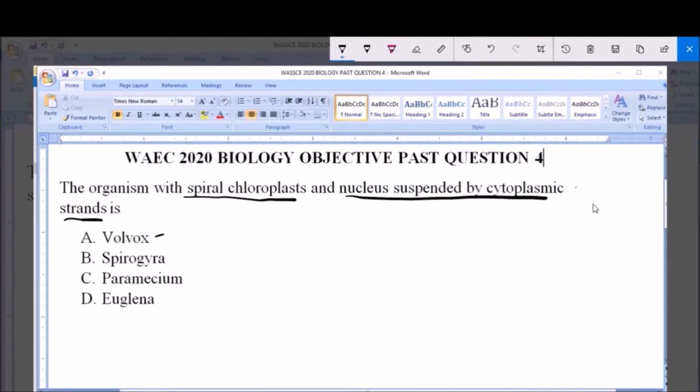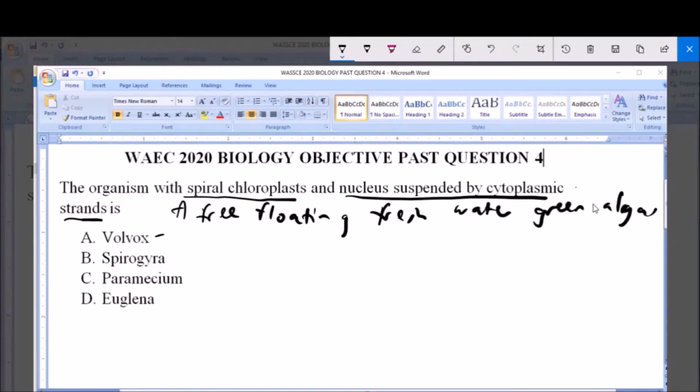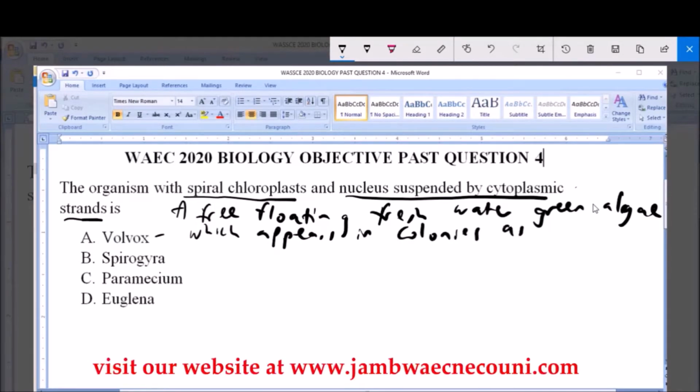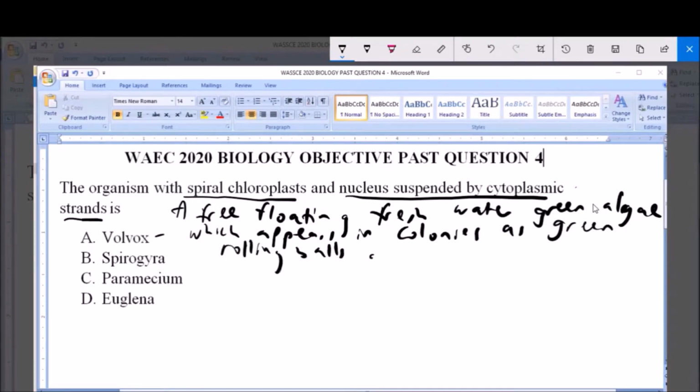So Volvox, the Volvox is a free floating freshwater green algae which appears in colonies as green rolling balls on the surface of water.